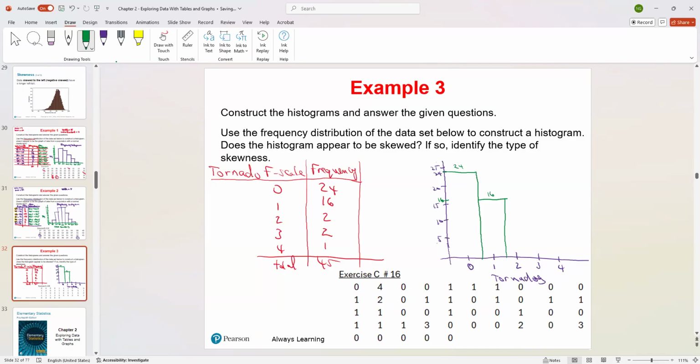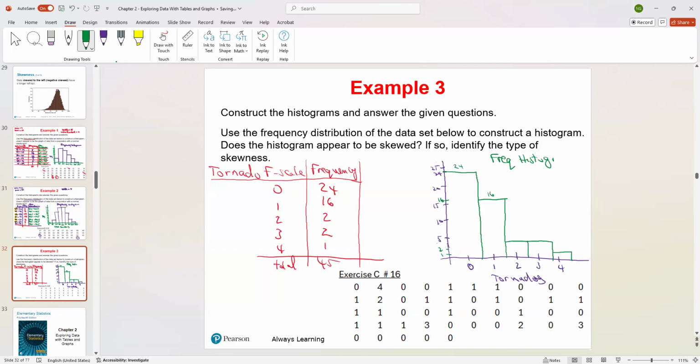How many tornadoes? Two. So it's only two. So for us, probably two would be that one here. And three tornadoes, also two. And one tornado. So let's say one down here. And this is it. This is again another frequency histogram.